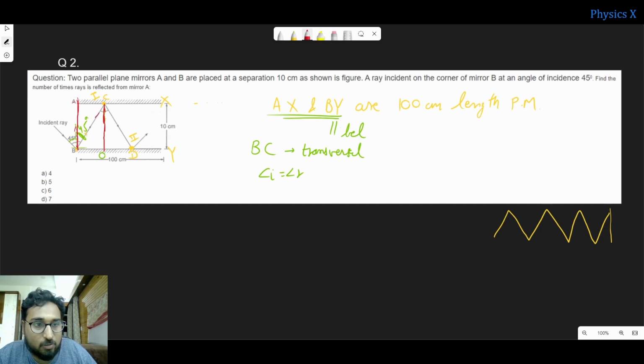So this is now a transversal BC. It is cutting, so this angle and this angle are equal. That is why this is also 45 degrees. And this is now the incident ray, this becomes the normal, so this is your reflected ray. Again, this angle will be 45 degrees. So these two angles are 45 degrees.